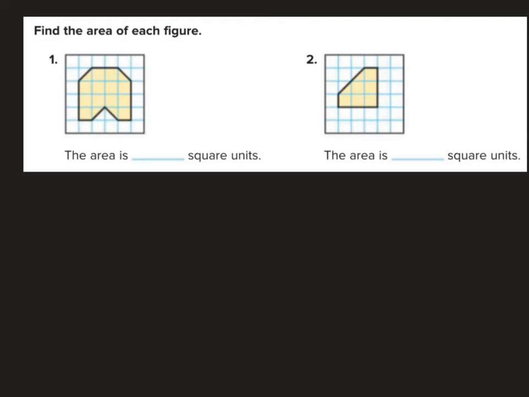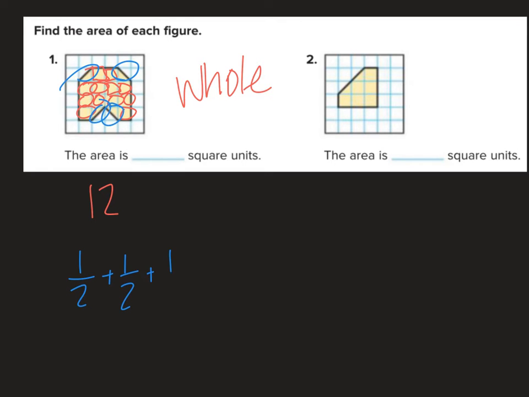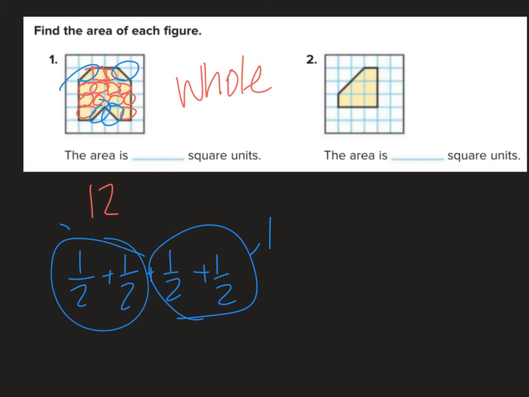Okay, let's look for our wholes. And you know I'm saying W-H-O-L-E, not H-O-L-E. We're not looking for holes in the ground, right? 1, 2, 3, 4, 5, 6, 7, 8, 9, 10, 11, 12. We have 12 wholes here. And 1, 2, 3, 4 halves. So we know these 2 are going to make a whole, and these 2 are going to make a whole. And so therefore we have 2 wholes. So 12 plus 1 plus 1 is 14 square units.